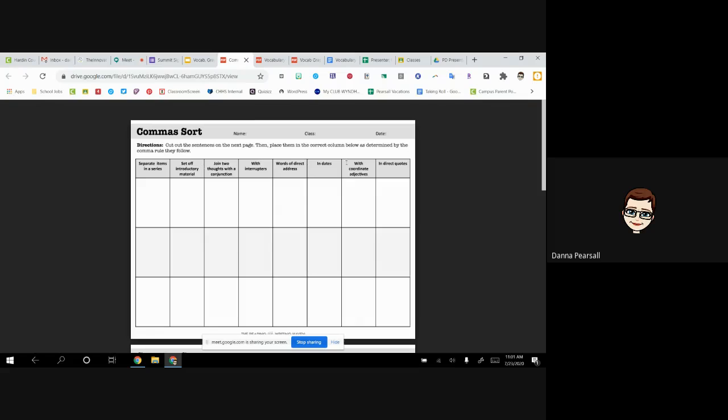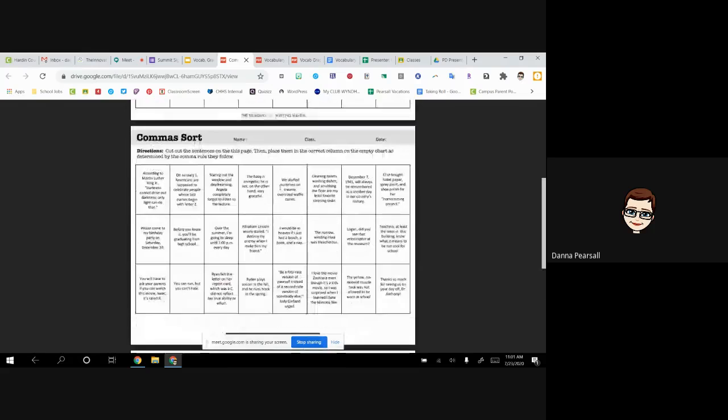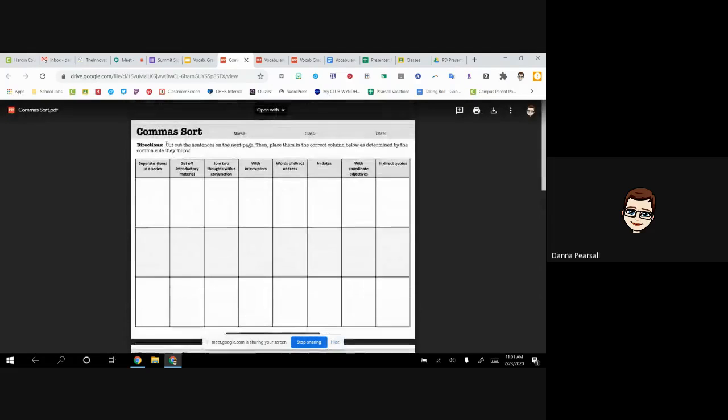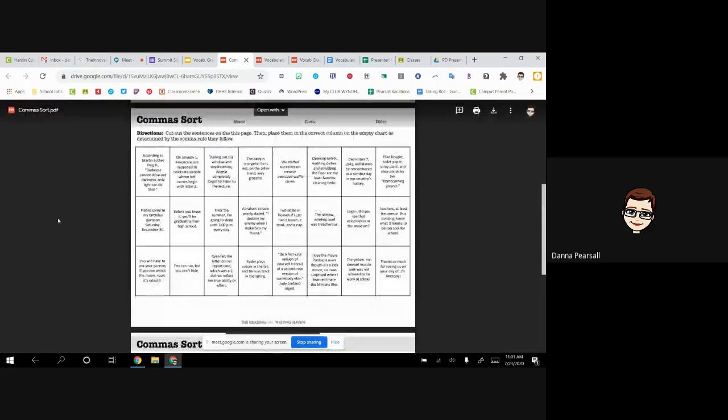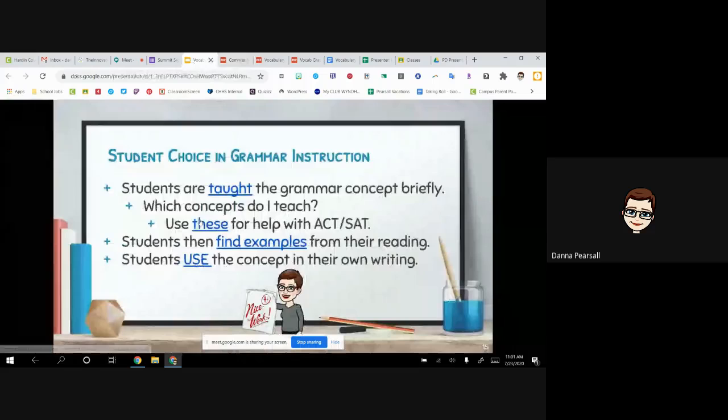And this has quite a few ways of using commas at the top. I probably would not do all of these at once, depending on the level of the student, but this is just an example. So you're teaching the concept just so that they know what the concept is. Like, how do you separate items in a series? How do you set off introductory material? Like, how do you use those? So you're just teaching the concept, plain and simple.